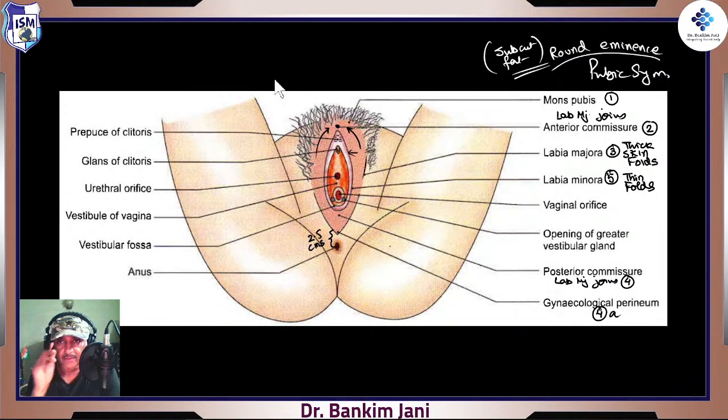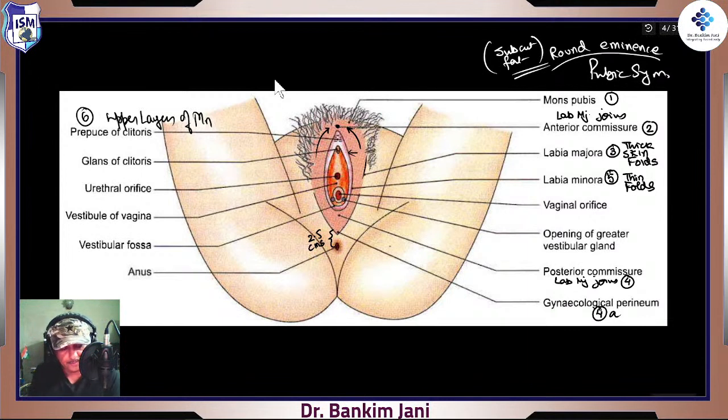So that layer, both the layers of labia minora from both the sides, the point at which they meet, that is what is called as the prepuce of clitoris, right? That is what is called as the prepuce of clitoris. So this is 5. We should put the number 6 over here. So that is where the upper layers of minora meet, right?